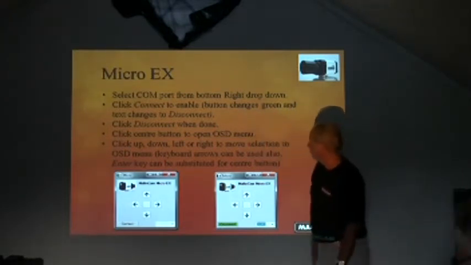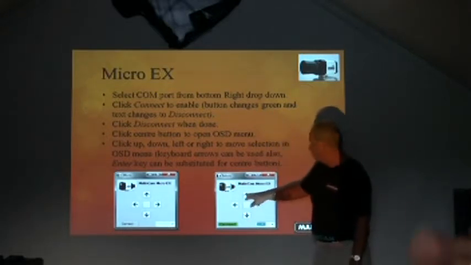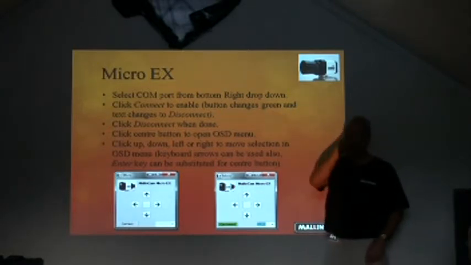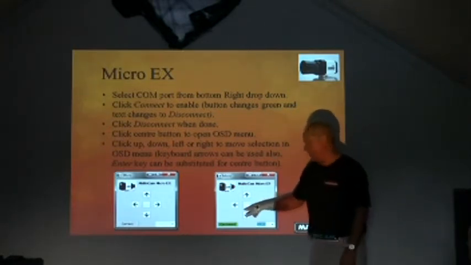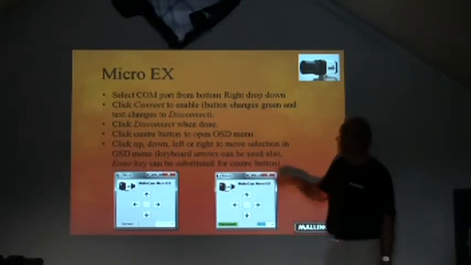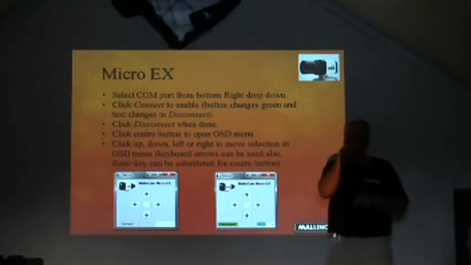This is basically what it says here. You click the center button, it opens the on-screen menu. You go up, down, left, and right, and it goes up and down, left, and right through the different menu options. And when you find an option you want to change, you click the button in the middle, and it selects that option. And again, you keep going through. So it's the same as the back buttons on the camera, right? The left, right, top, and bottom, and the middle select button.